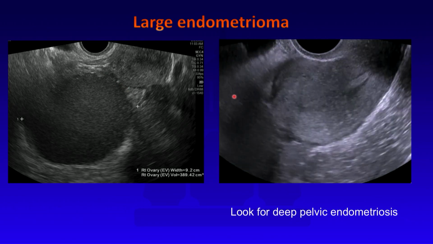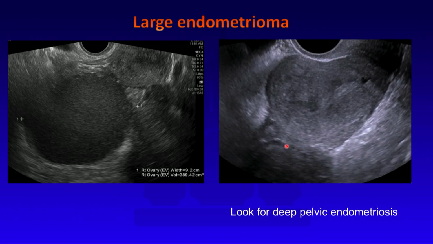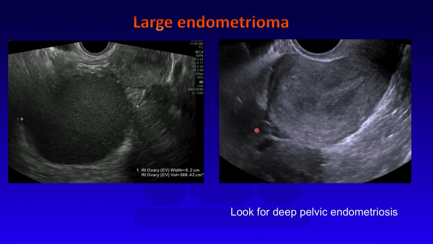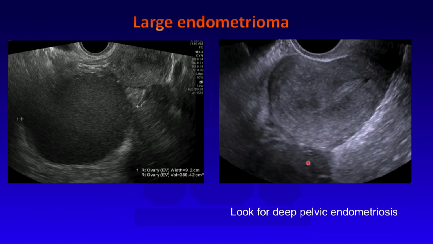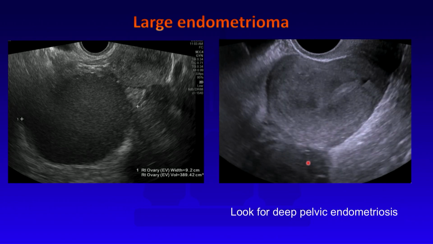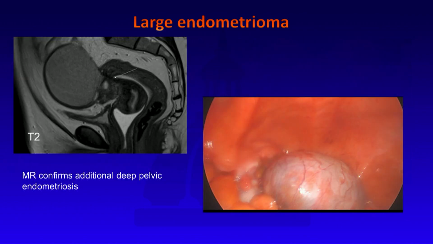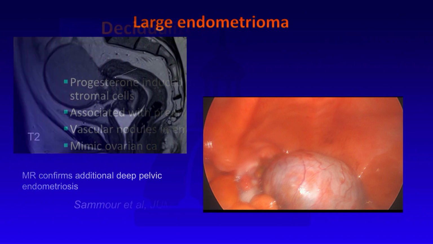But when we did the cineclip, and again, I highly recommend cineclips, if you look between the uterus and the cyst, there is this hypoechoic band, and we could not separate the fundus from the cyst. That suggests to me that the patient has associated deep pelvic endometriosis. The patient had an MR. It was a large lesion anyway. On the T2, you can see not only the endometrioma with T2 shading, but the tethering of the uterine fundus near the cyst, again suggesting additional deep pelvic endometriosis, and this was confirmed at laparoscopy with a big endometrioma here and then some nodules of deep pelvic endometriosis.